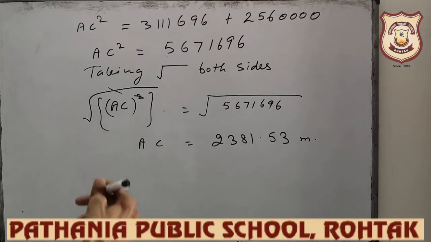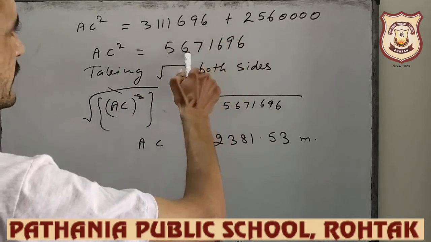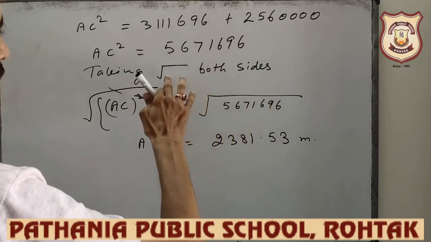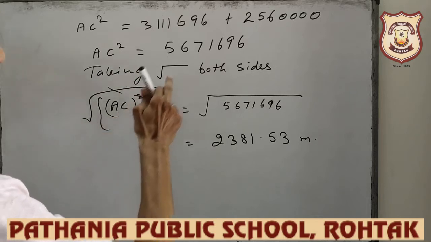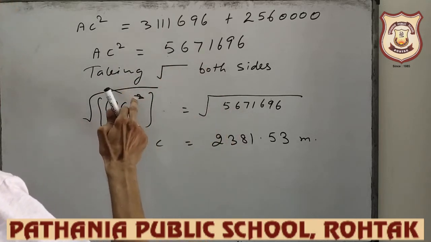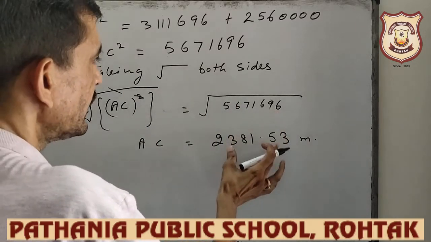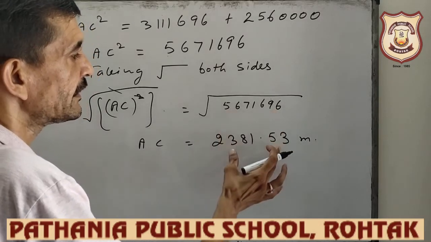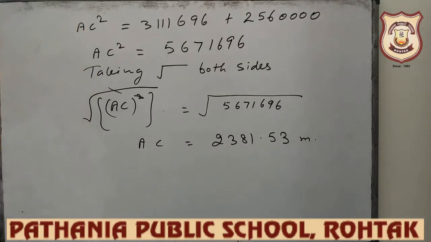Listen beta, you just find AC square, the sum of these two. AC square, the sum of these two is this, and then take the square root on both sides. Square root means half power. Square root of AC square equals square root of this. The square root and square cancel, you will get AC. Now the square root of this, by using the long division method, if you find the square root of this number, you will get this one. So AC is equal to this, 1 meter. This is the answer. Is it clear?